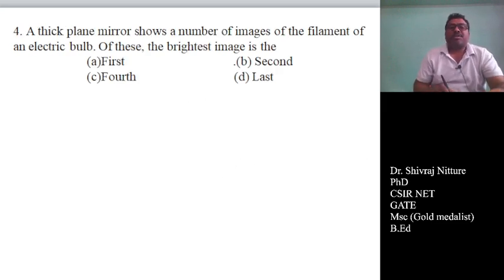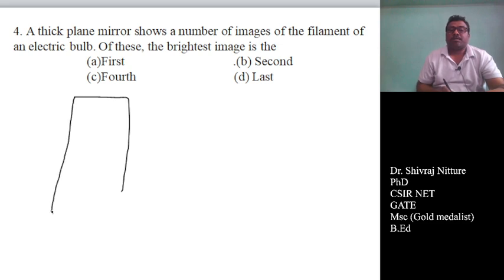Next. Here is a question. A thick plane mirror shows a number of images of the filament of an electric bulb. First draw a thick plane mirror like this. The mirror should be polished on one side. So like this it is a thick plane mirror, right? And a bulb is placed somewhere here. The number of images of the filament of the electric bulb are formed.